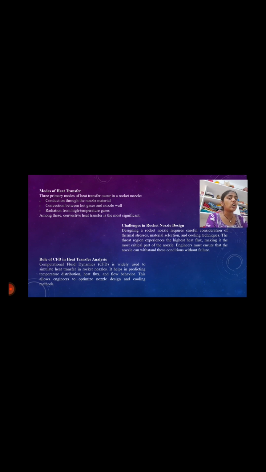Challenges in rocket nozzle design: designing a rocket nozzle requires careful consideration of thermal stresses, material selection, and cooling techniques. The throat region experiences the highest heat flux, making it the most critical part of the nozzle. Engineers must ensure that the nozzles can withstand these conditions without failure.